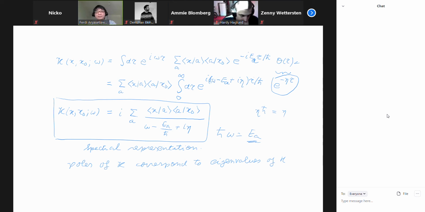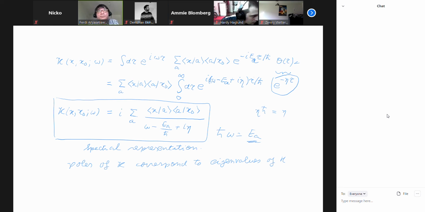Okay, so let's continue. Hope everybody's back. We just derived an expression for the retarded propagator, the spectral representation of it, and we found that poles of this propagator actually give us the eigenvalues of the Hamiltonian.